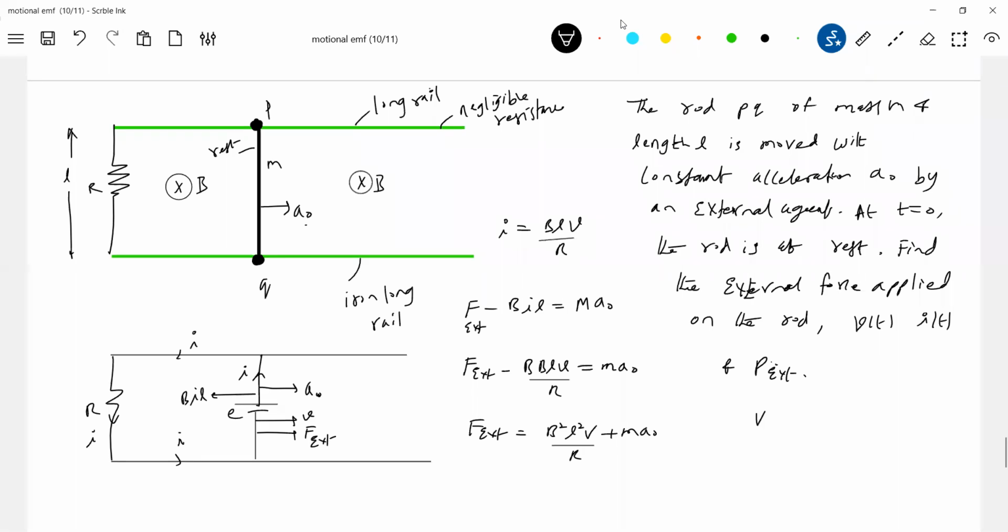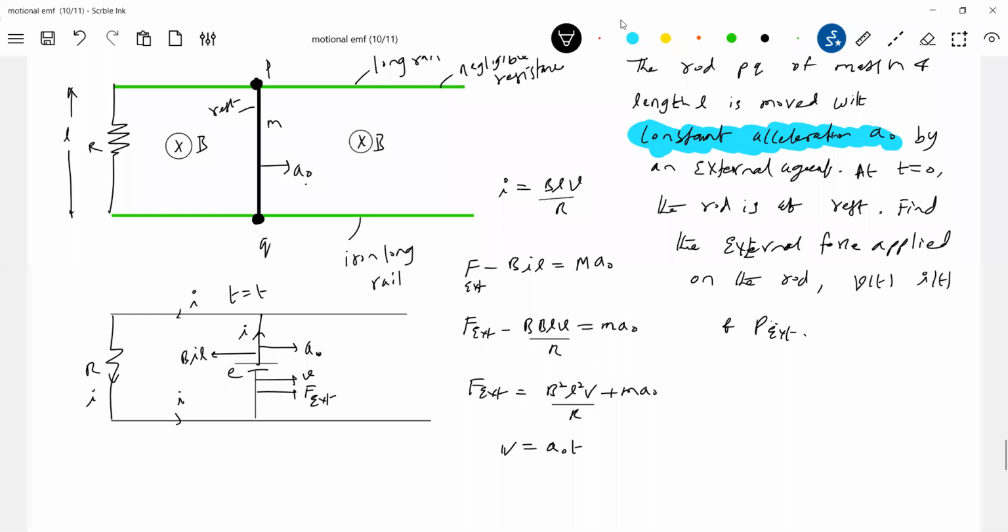What is V equal to further? Velocity of the rod at any time t, and it's a uniform acceleration. No? a naught is constant. It's telling constant acceleration. So for uniformly accelerated motion, what is the velocity at any time t? As it is accelerated from rest, shall we substitute this? So further, F external is equal to B square L square a naught t by R plus m a naught.